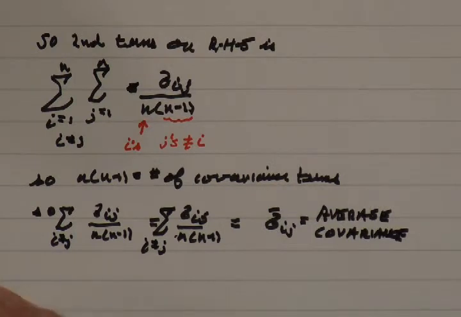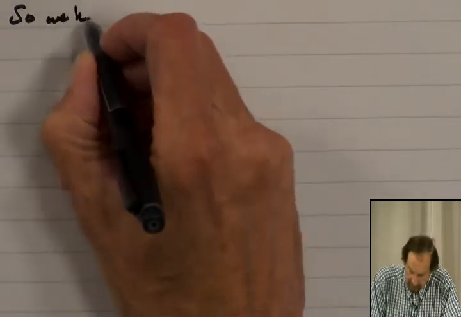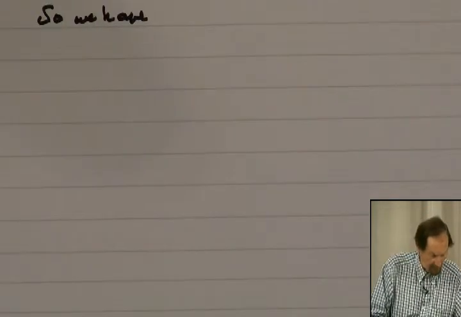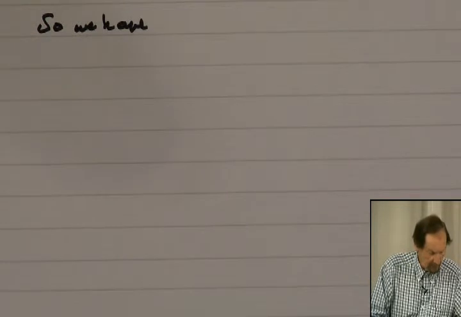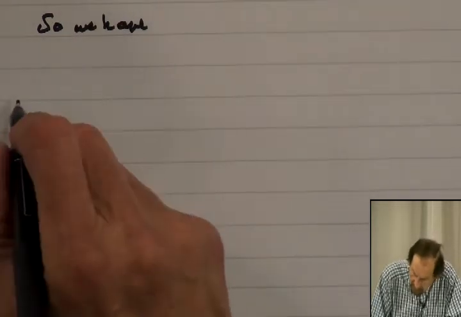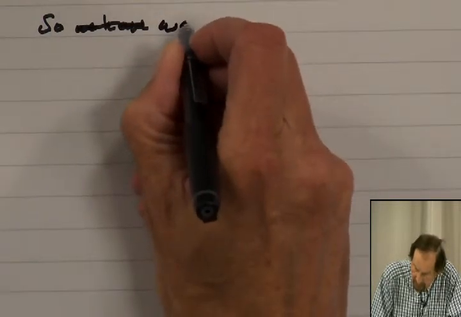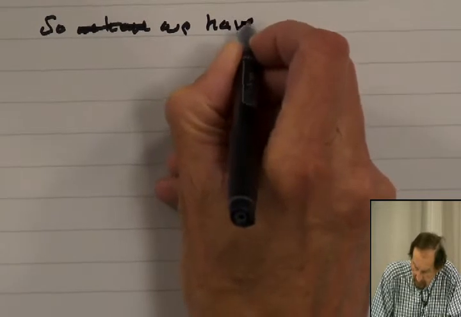So let's look at both terms together. Let's get these two terms together. It's easy. This positively correlated case is just a little bit more difficult than the uncorrelated. So we have the following. Let's write that out better.